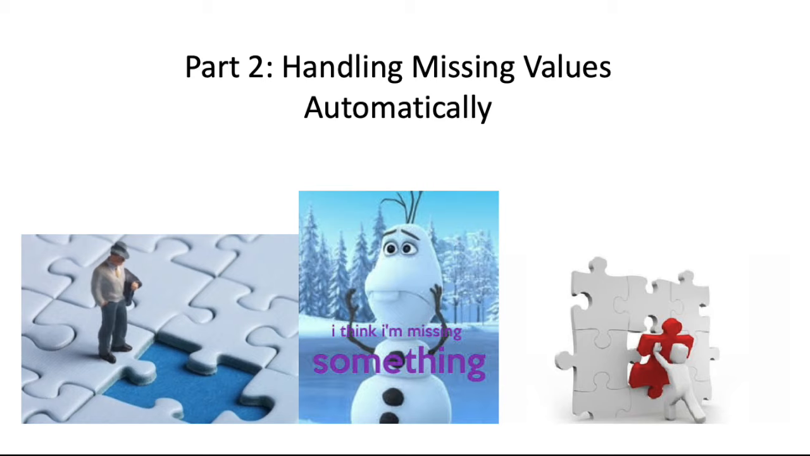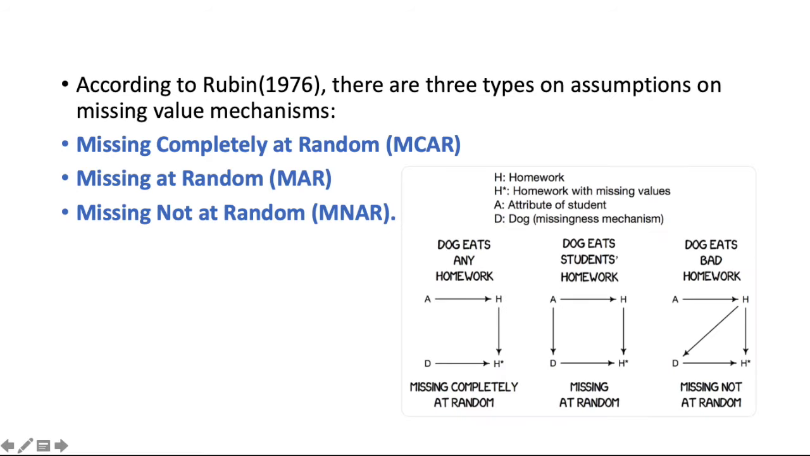So before we move ahead, let's take a quick overview on what exactly missing values are. As we all know, missing data cannot be imputed or discarded blindly. So before we proceed further, let us quickly get an overview on the three types of assumptions on the missing value mechanisms. According to Rubin, there are three types of assumptions: missing completely at random, missing at random, or missing not at random. The first one, missing completely at random, says that there is no pattern observed in the variable for the data to be missing.